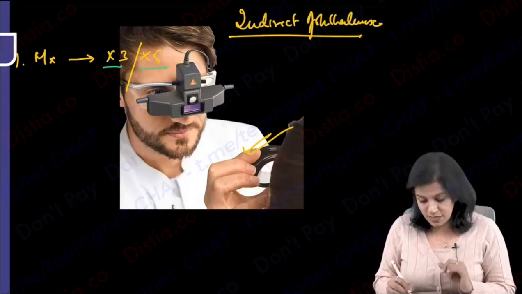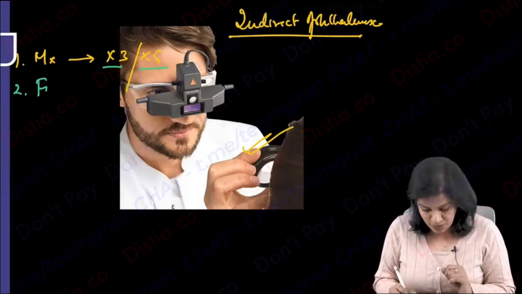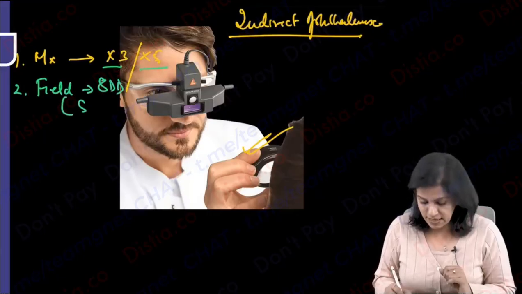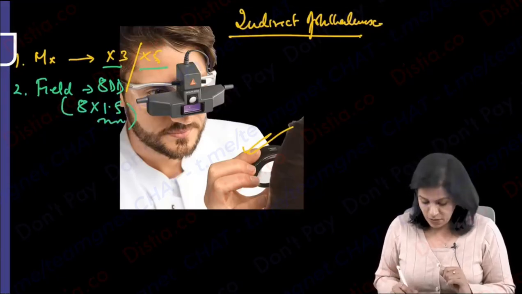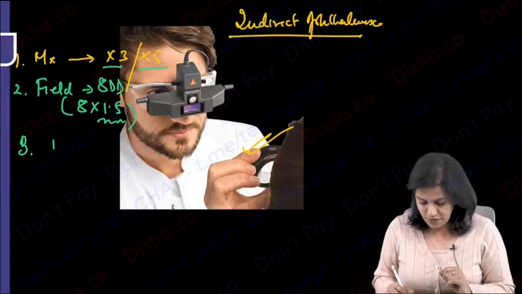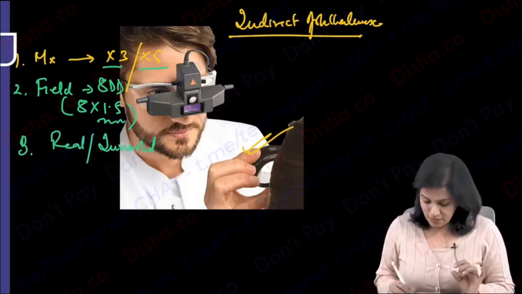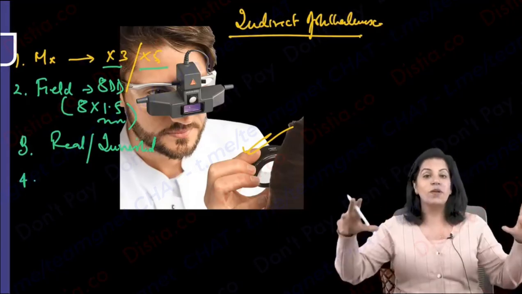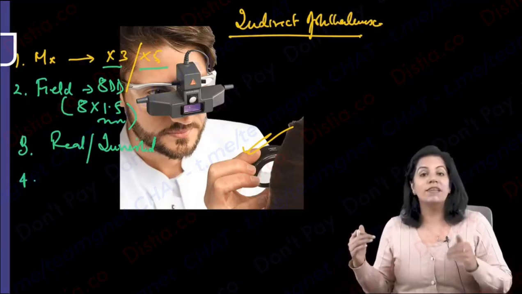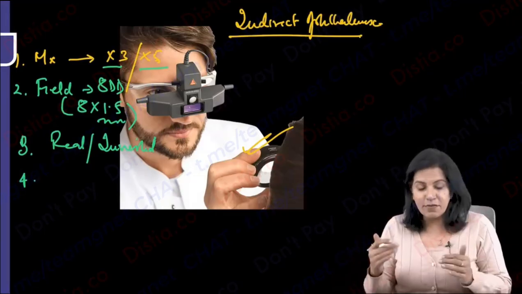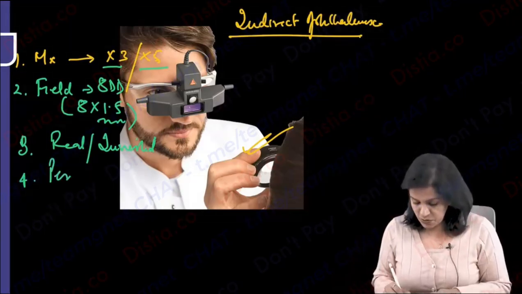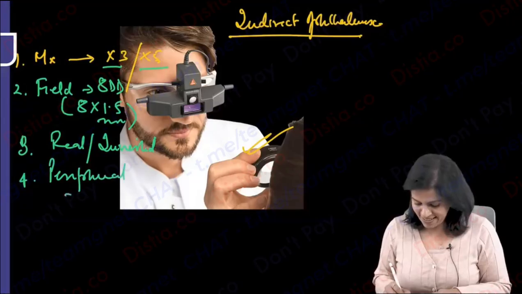So magnification is less, which means the field is going to be more. One time, it is 8 disc diameter, that means 8 into 1.5 millimeters. And what is the type of image is another question. We will answer real and inverted. These are all very important exam questions. So if the field is more and magnification is less, what we are looking at is the peripheral retina. So this is mainly used to see the peripheral retina.